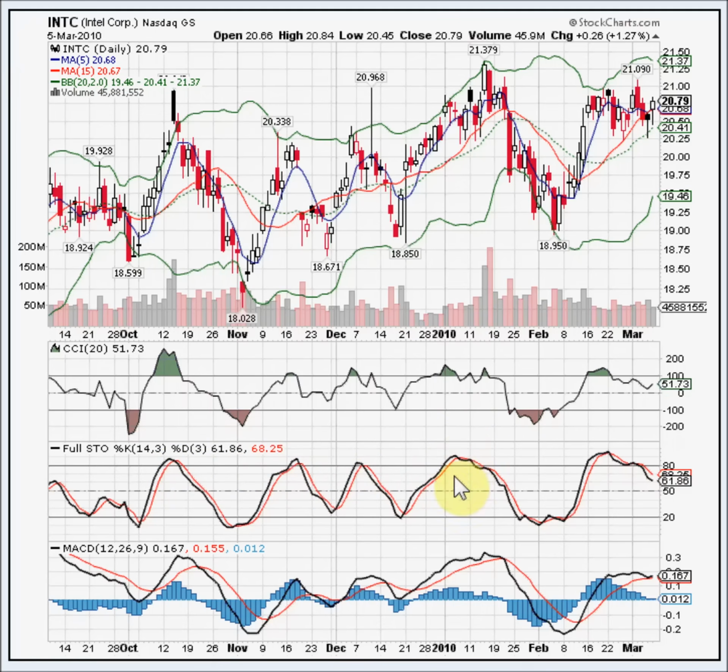Some stocks will. Okay, so that was the initial sell signal of the CCI, and the stochastics was overbought above 80, turning down. You can see how late the MACD sell signal came. That's why I use the CCI primarily.